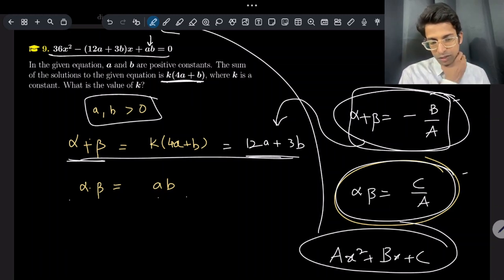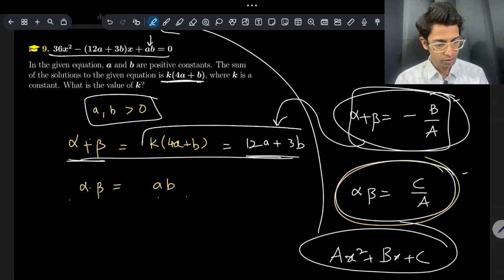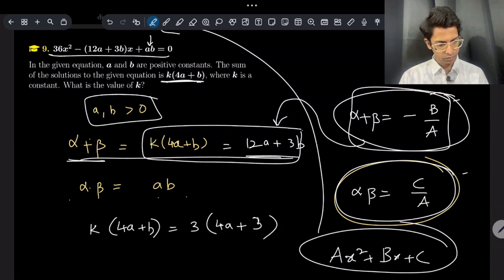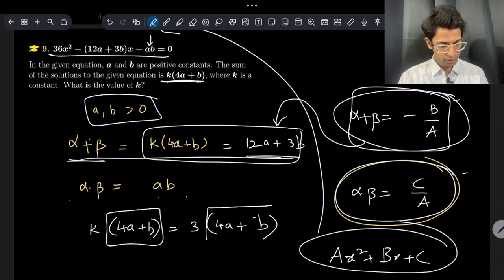Now what is he asking me to do? Where k is a constant, what is the value of k? Let me use this equation and see if I can quickly find the value of k. 4a plus b is equal to, if I take 3 common, 4a plus b, times 3. Yes, 12a plus 3b. Now if I compare these two, I can see they are the same, so k equals 3. That's how straightforward it is.